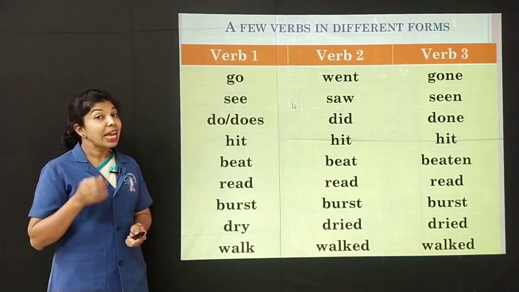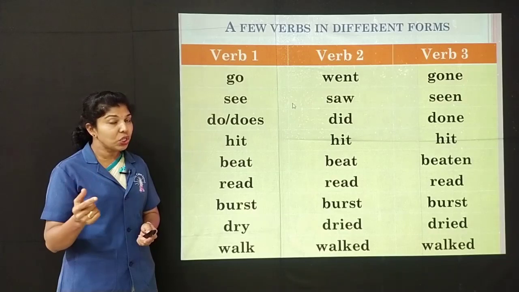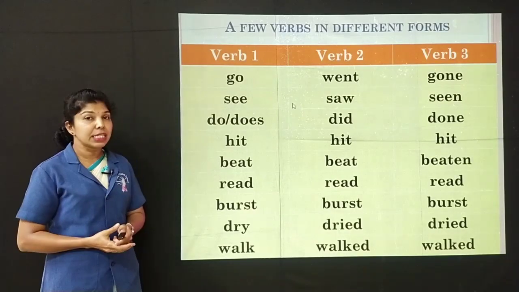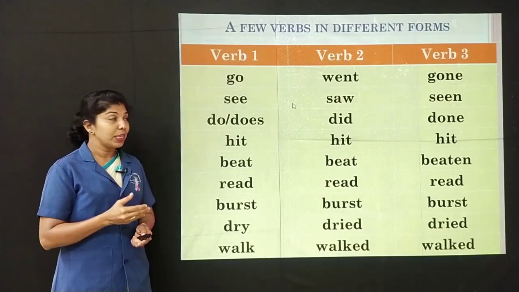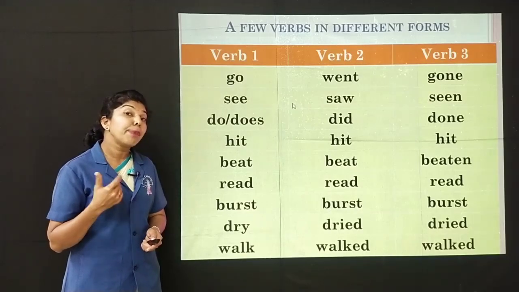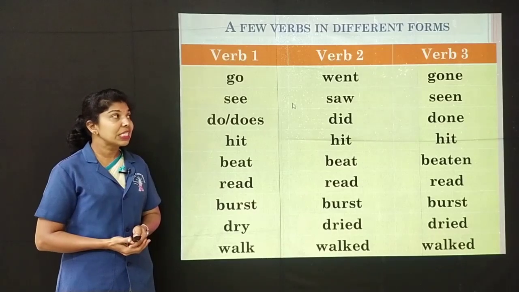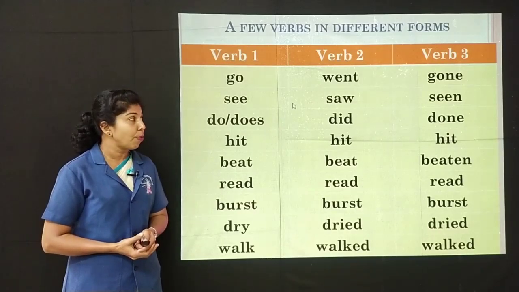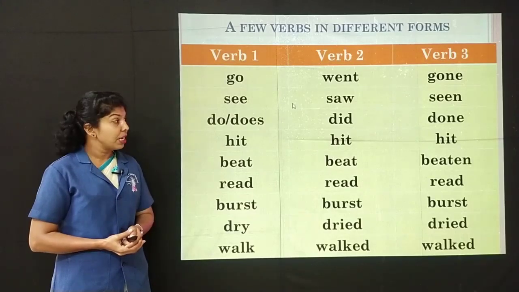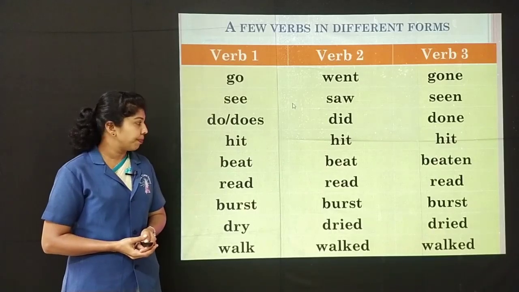First one is an irregular verb. Irregular verb is something that undergoes a complete change from present to past and again to the past participle form. Go is the present tense form, went is the past tense form, gone is the past participle form. Same way, see, saw, seen is the past participle form of see. Do or does is the present form. Did is the past form. Done is the past participle form.